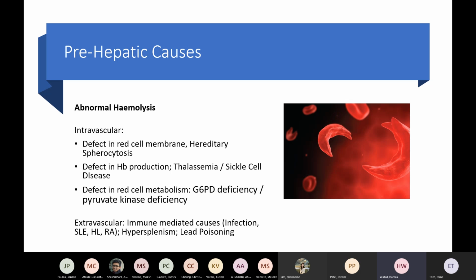All right, so I'm going to talk about some of these things one by one. So first of all, we're going to go on to prehepatic causes. And that's really just anything that causes more blood cells to be broken down. And hemolytic anemia is something that is going to be gone over in a different presentation probably of its own, because it's a really big thing.